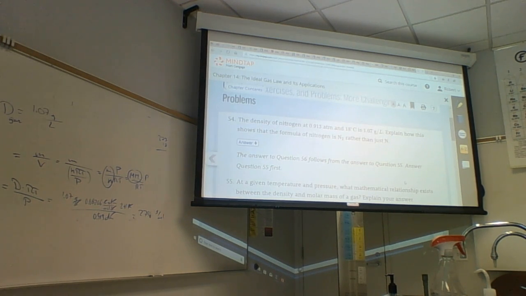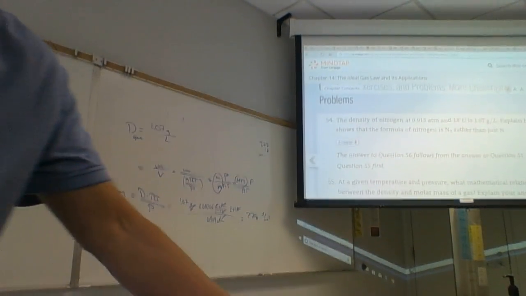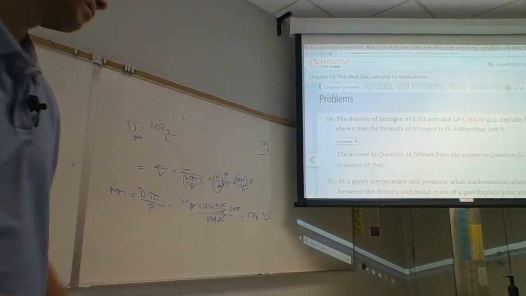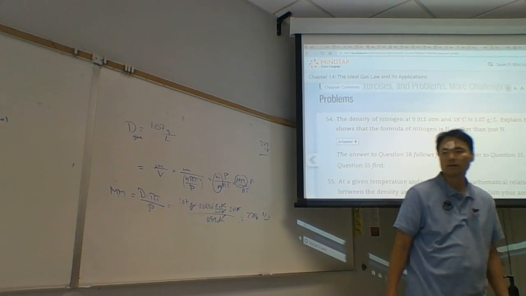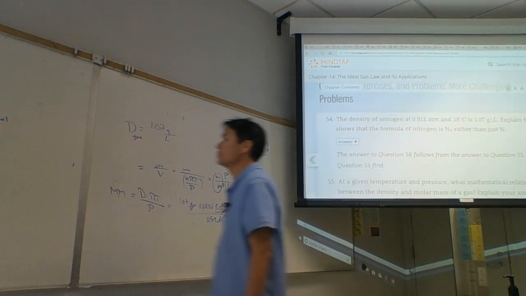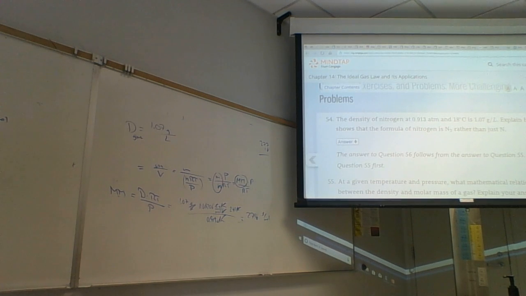27.98, because there's going to be uncertainty. Or maybe it wasn't so precise measuring the volumes and temperature or whatever else. So it's off a little bit, but which one is it closer to, N2 or N? N2. And so that means that the sample of nitrogen must be N2. It can't be N. The molar mass is way off.